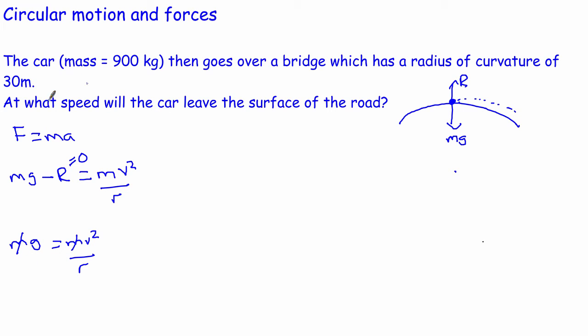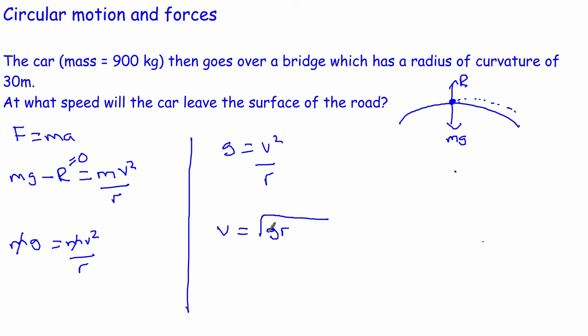Now I want to know the speed at which this happens, so I want to know what v is. So if I just tidy this up a little bit, put a line down there so we don't get mixed up. If I tidy this up, I get g equals v squared over r. I want to know what v is, so if I rearrange this, I get v equals the square root of g times r. G I know because it's just the acceleration due to gravity. R I know because it's just the radius of curvature. In other words, it's the radius of this circle.